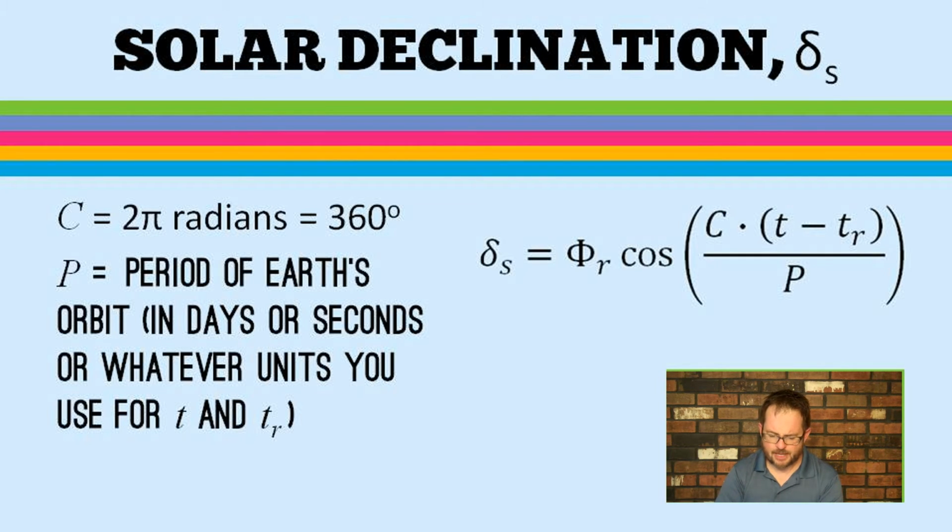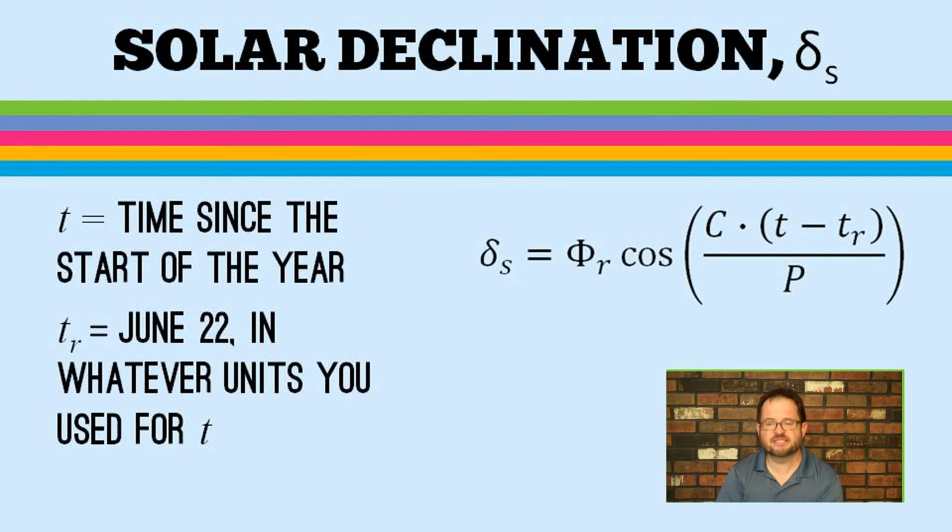Days are close enough. T is going to be the time since the start of the year, and TR is going to be the date for June 22nd. So probably you're going to do this in Julian days. T would be the Julian date that you're working on, and TR would be the Julian date of June 22nd, which I think is 173. But obviously look it up on a table or make yourself a little spreadsheet or whatever it takes to make that work.